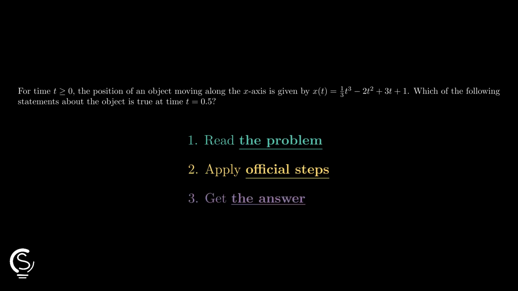Let's level up. Position problems get easier when you check velocity and acceleration together because their signs show direction and whether the object is speeding up or slowing.